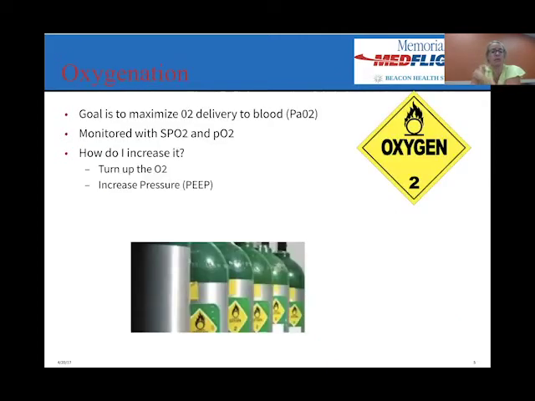The other goal is oxygenation. So we want to maximize oxygen delivery to the patient, and this is measured in the PaO2. You can see it with your SpO2. And again, how do we change it? How do we make it higher? We probably don't ever want to make it lower, but you definitely want to make it higher, so you can turn up your oxygen, or you can increase your PEEP on the ventilator, which should hopefully help get oxygen into the patient.